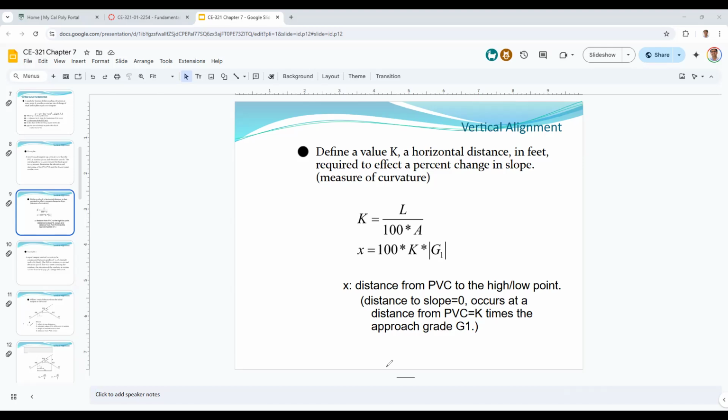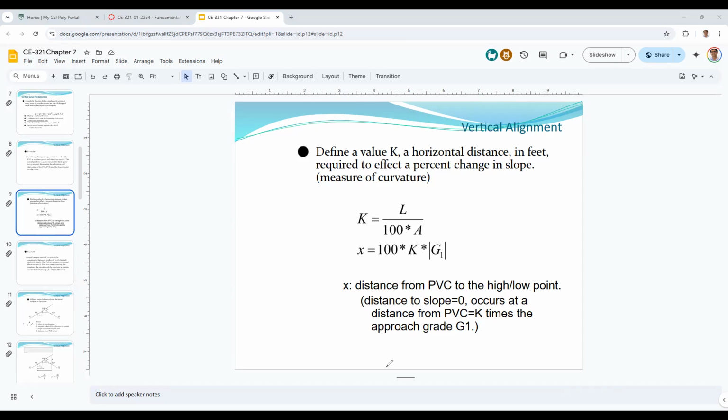Capital A value is the magnitude of G2 minus G1, right? So how much total change in grade you're doing. How much is the total change going? So that's your A value. And X is the distance from PVC to the high or low point. If you want to measure that, you can just do 100 times K times G1 magnitude.